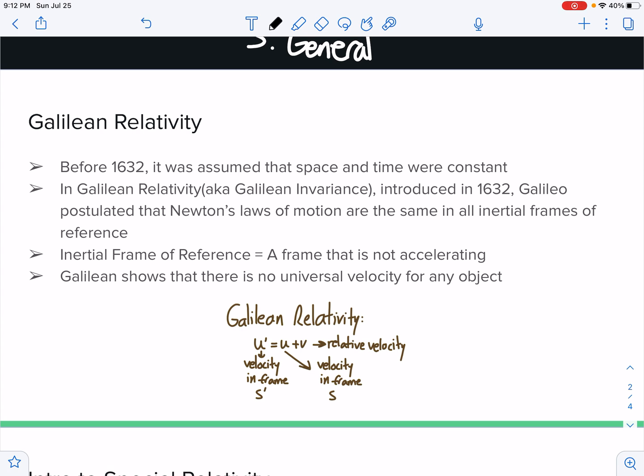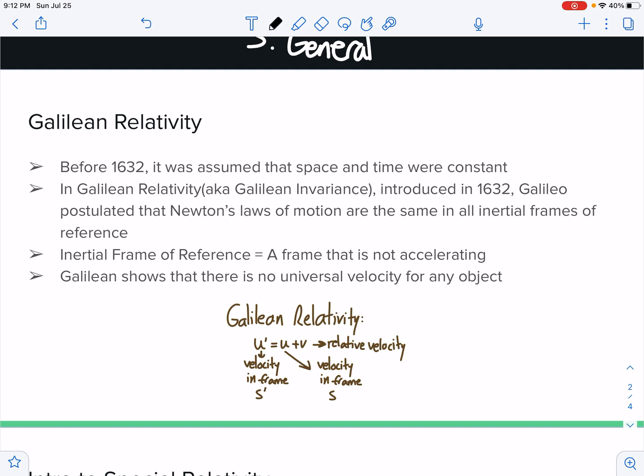Before 1632, it was assumed that space and time were constant, and in many ways that notion still holds true in many parts of today. If I am walking down the street, then you can map out the whole street or the city block just from my frame of reference, and it will look the same for every observer on the street from my point of view. In addition, time is constant. 1 second for me is 1 second for you, and vice versa. However, this is not true, as we'll see in Galilean relativity and in things like special and general relativity.